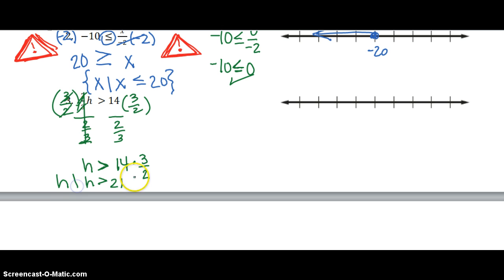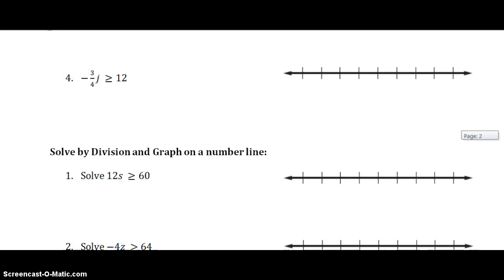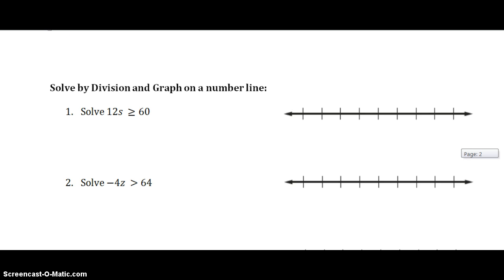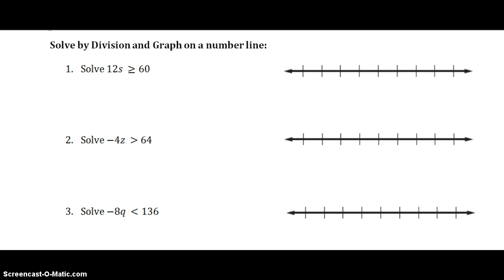So h such that h is greater than or equal to 21 is going to be our final answer. So you come over to the graph, you find 21, it's a closed circle, h is greater than, so it's going to the right. I'm going to let you all practice number 4 without me. All right, and I'm going to move on to more division problems.